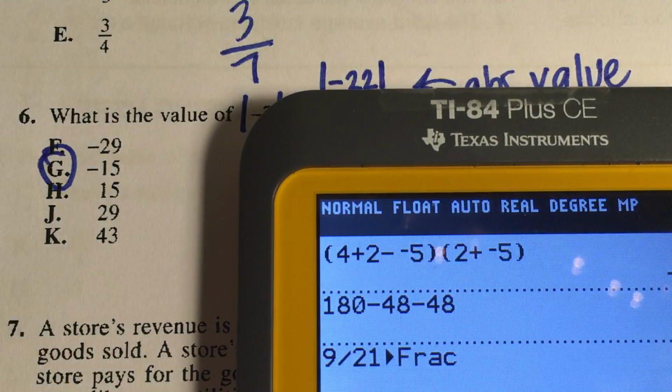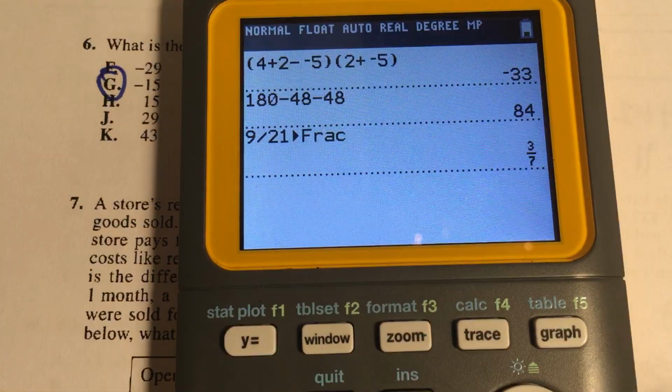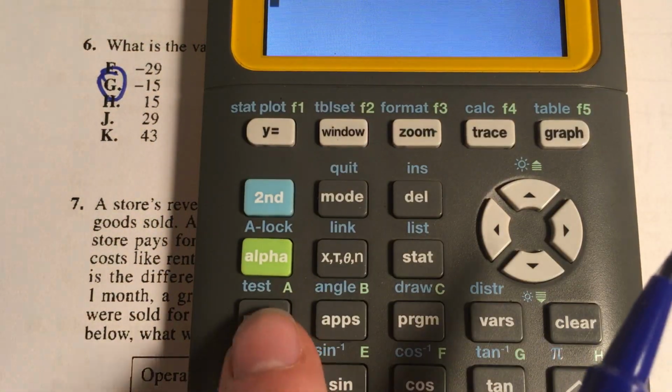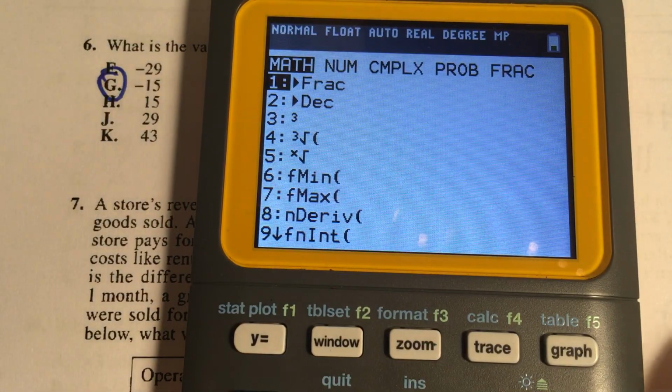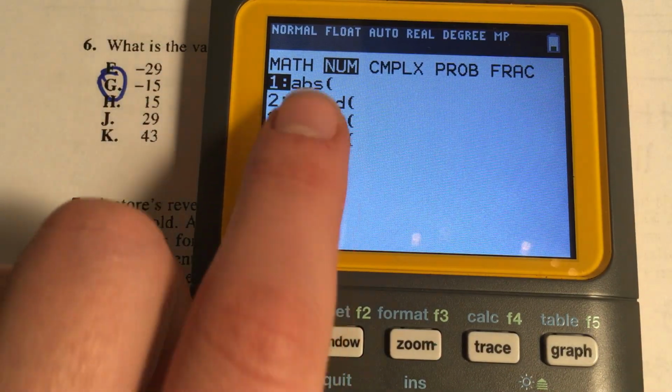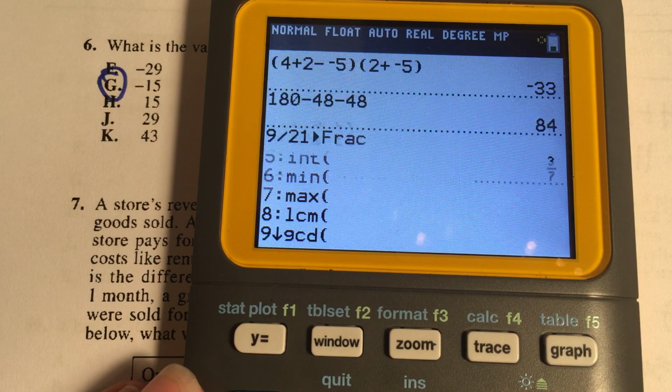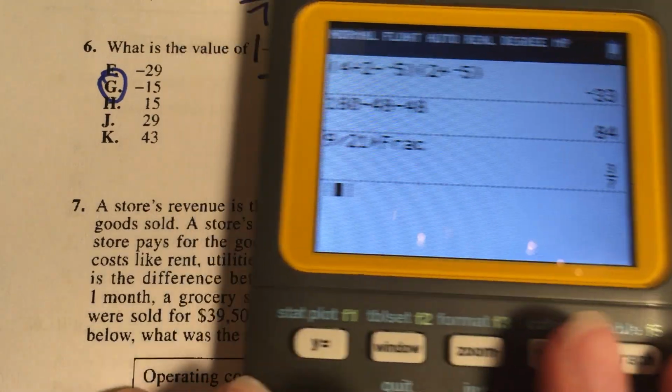If you're not comfortable, you can do it in your calculator. Something that you might know is that there's a math button. You press the math button and you go over to number. Right there it says ABS. ABS stands for absolute value. So if you press that, you'll see those bars come up on your calculator.